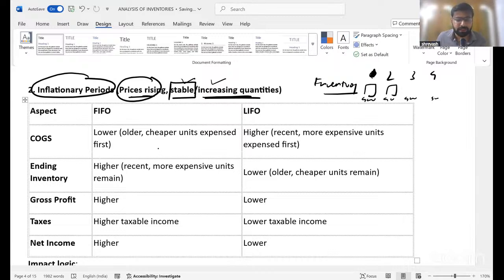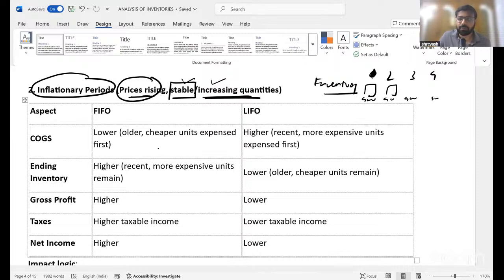All right, sir, fine enough. That's how it is. We get it. Let's move forward. Sir, if there's inventory that I have and the prices are rising and there's basically inflation, and quantities are either stable or increasing, sir, what happens in case of FIFO? What happens in case of LIFO? Let us explore.